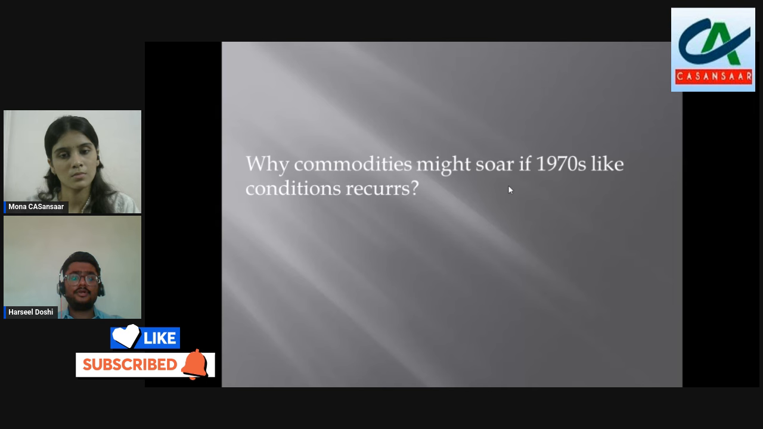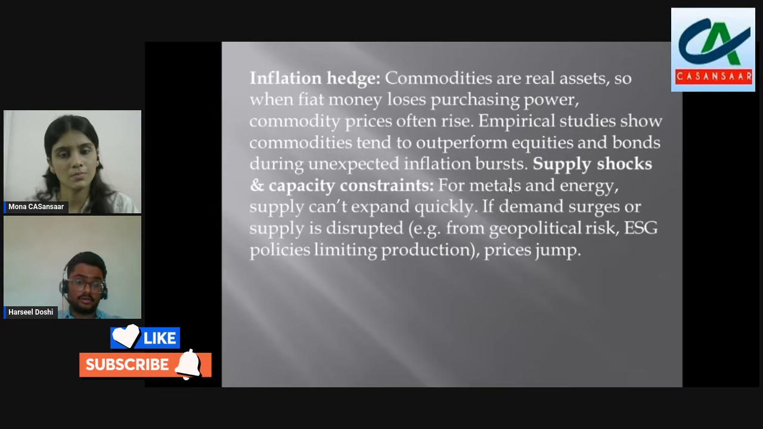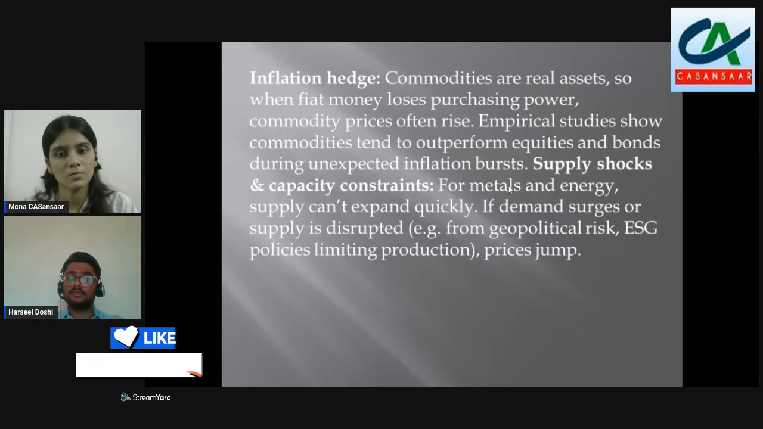Why might commodities soar if 1970s-like conditions recur? If a similar thing happens, why should commodities go up further from here? First of all, it's an inflation hedge. Commodities are real assets, while the money we are using is fiat money, which can be printed more, so it loses value, while commodities are natural assets that will never lose their value. So this is one of the main reasons that it gives protection against inflation.